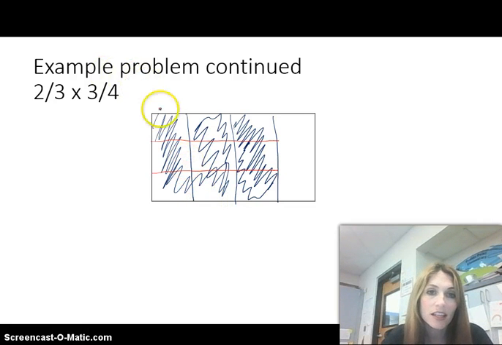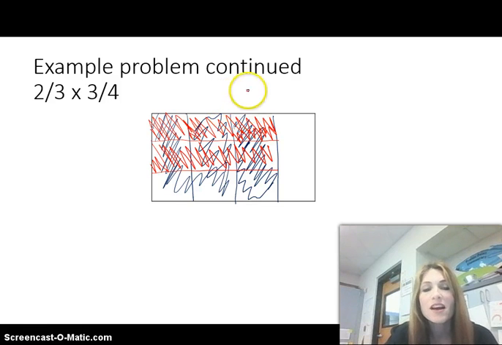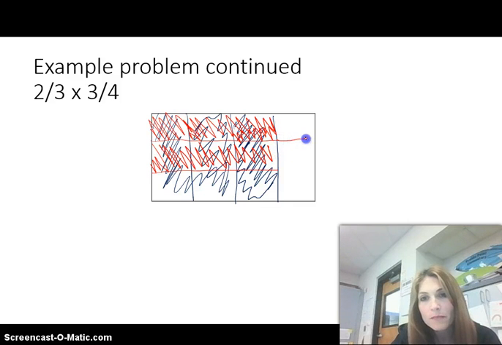Now I'm going to shade in 2 of those 3 groups. So there's 1/3 of the brownies, and here is 2/3 of the brownies. Okay, so now I've represented 3/4 of the brownies, and then his friends have eaten 2/3. Now I want to go ahead and extend these lines over so that we can see how many brownies are actually left, or the answer to our multiplication problem.